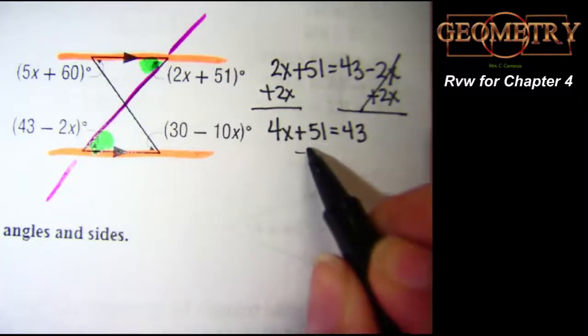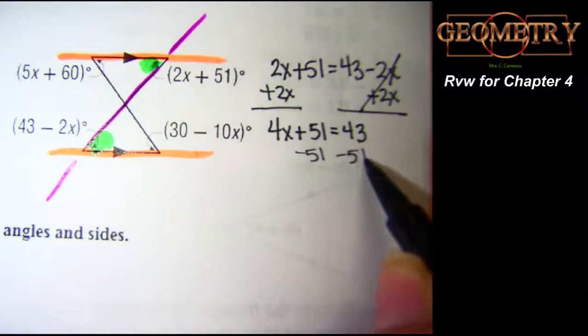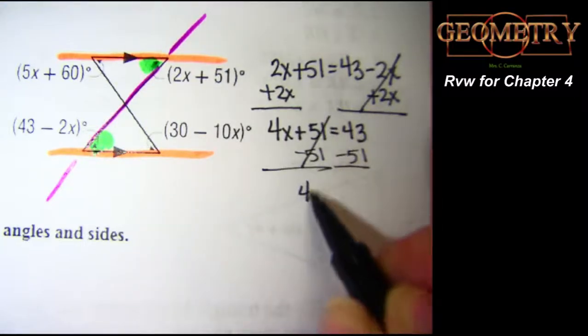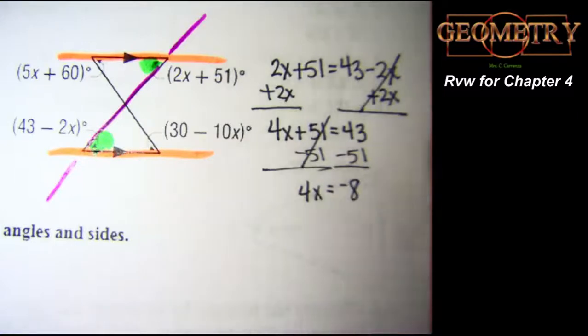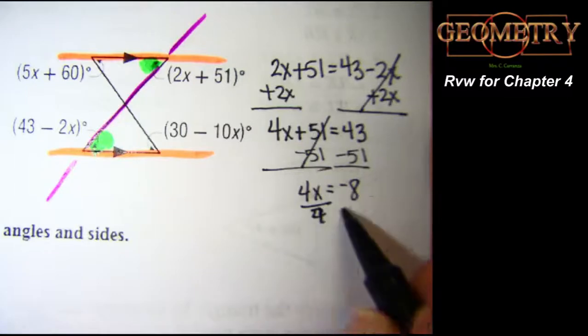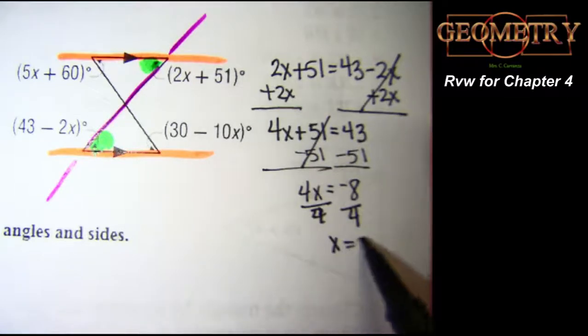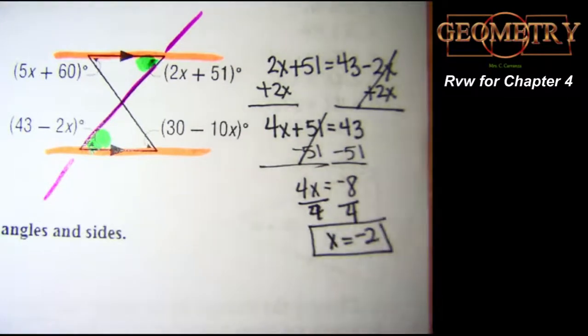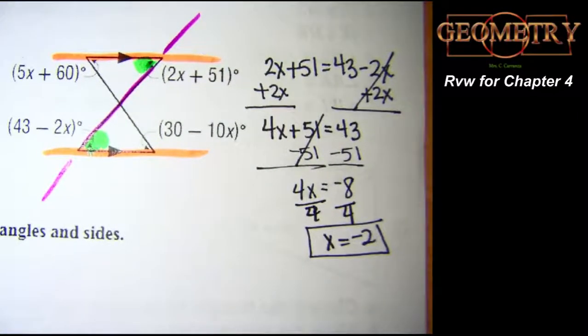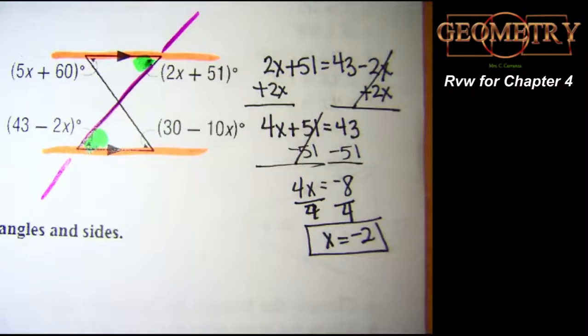I'm going to get rid of the 51. And then divide by 4. All I was asked to do was find the value of x, and so once I found the value of x, I can stop. This question is again worth likely about 2 points, more if asked to justify. 1 point granted for setting it up correctly, another point for getting the correct value of x.